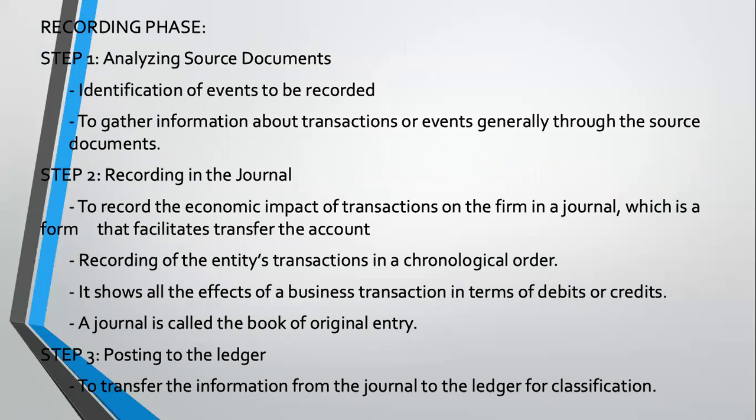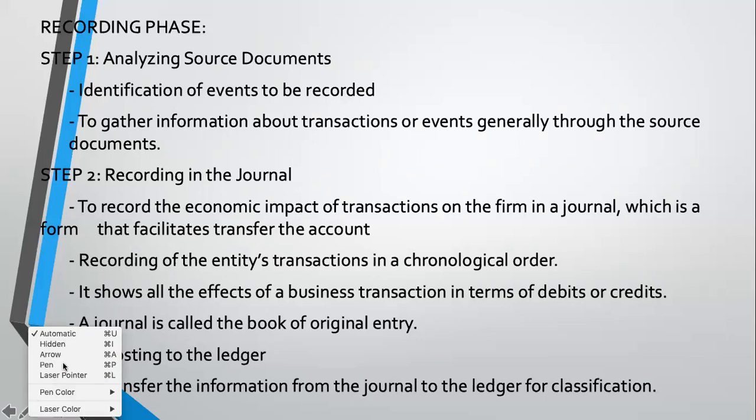Why do we need to analyze a source document? It is for the identification of events to be recorded. Take note that not all business transactions are accountable events, right? Transactions are only accountable if they have an effect on your assets, liabilities, and owner's equity. Therefore, we need to identify which of the business transactions are accountable, and we only recognize or record those transactions that are accountable.